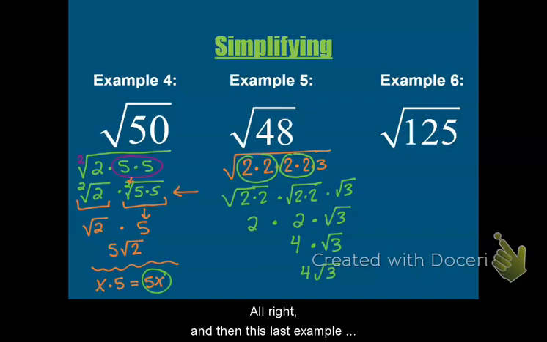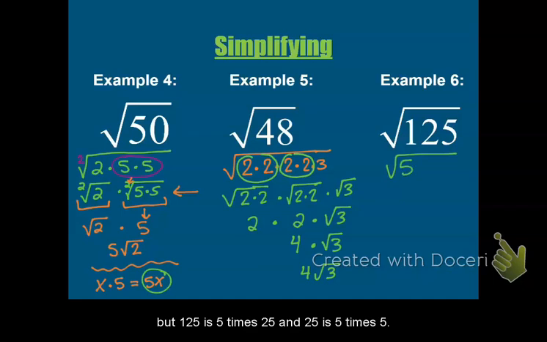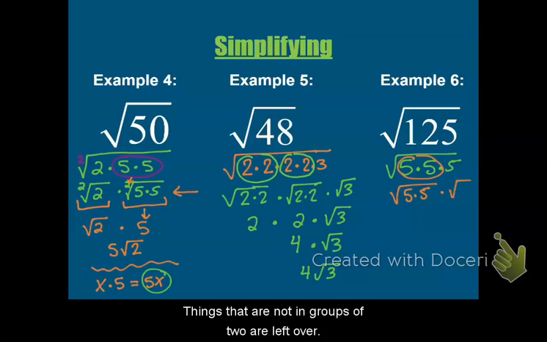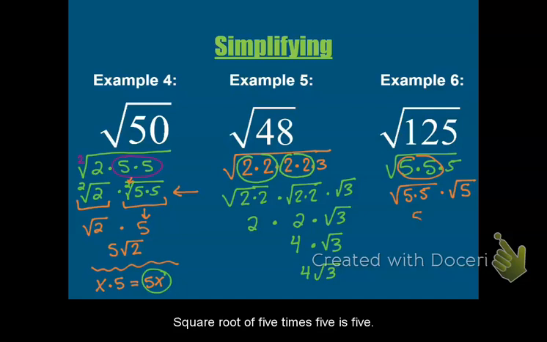All right, and then this last example here, this one was a little different than our warm-up. We didn't already find the prime factorization of 125 yet, but 125 is 5 times 25, and 25 is 5 times 5. Looking for groups of 2. Things that are in groups of 2 go in their own square root. Things that are not in groups of 2 are left over. The square root of 5 times 5 is 5. So our answer is 5 root 5.